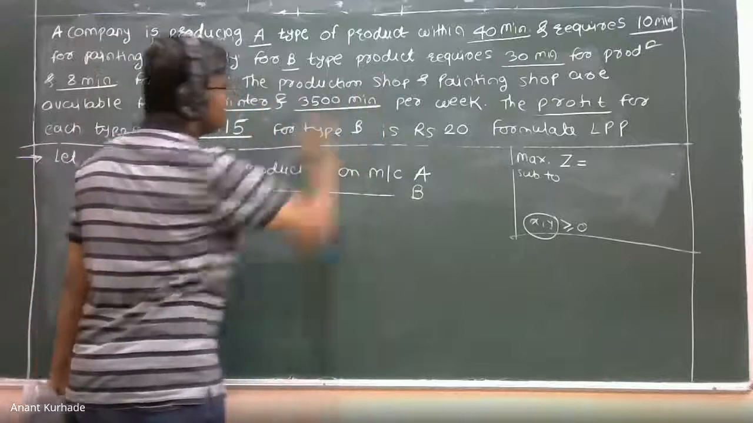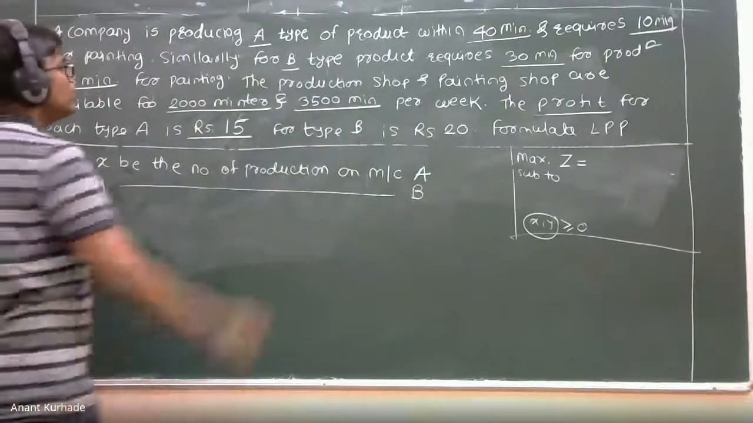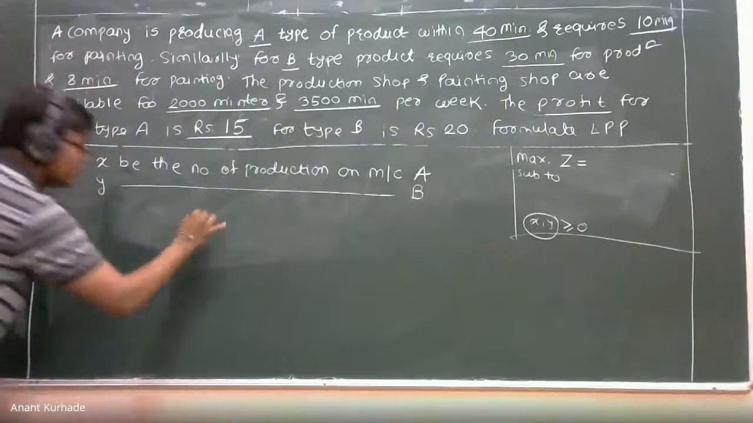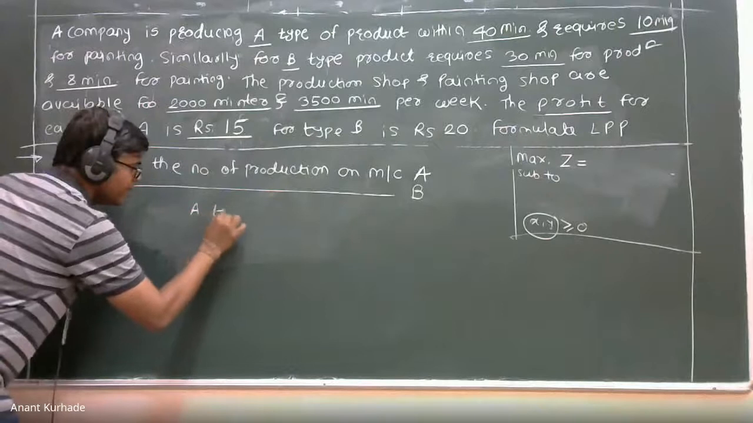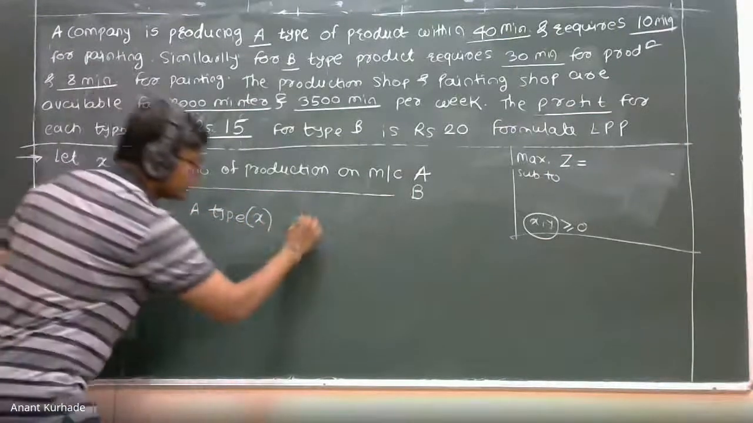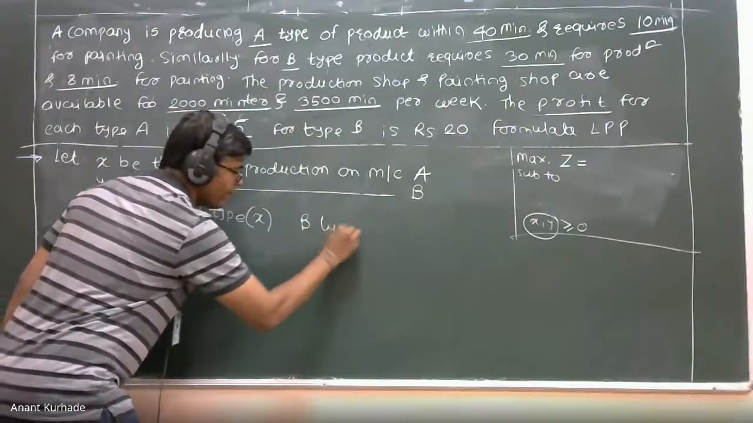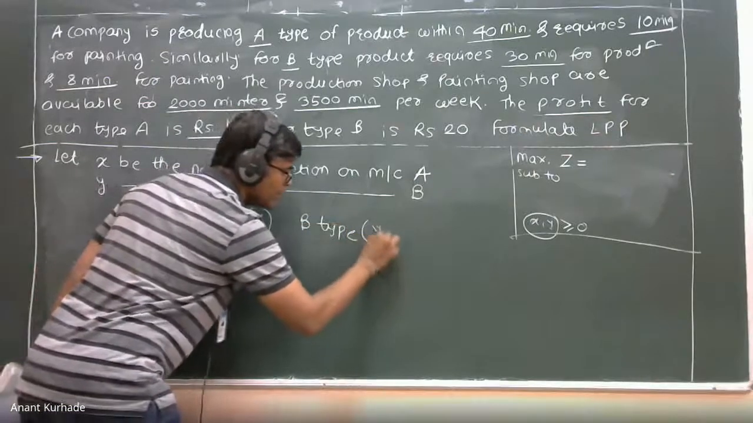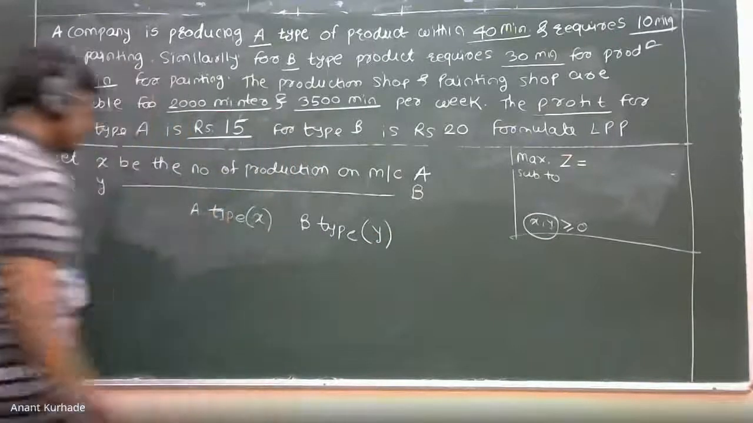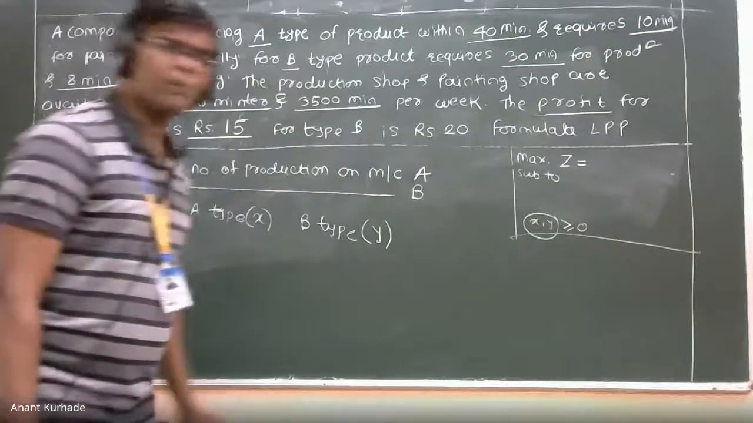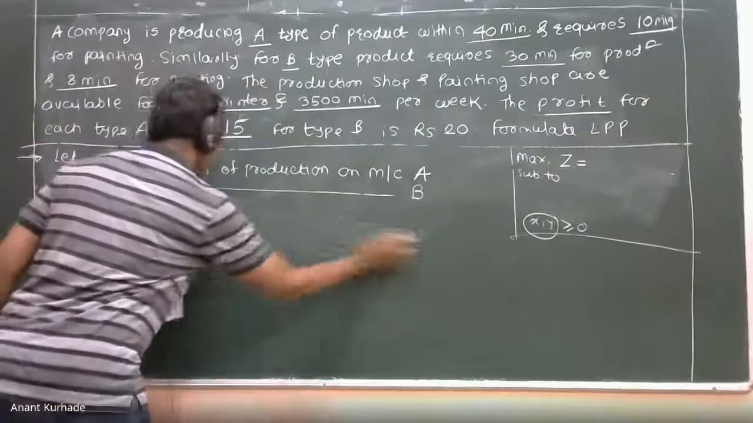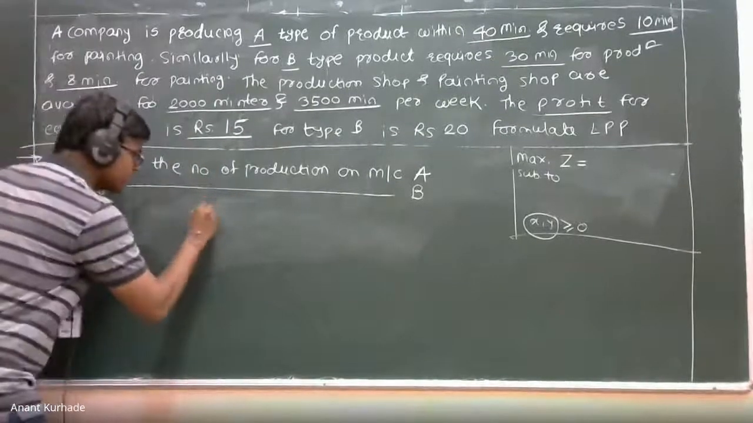Now see, by observing this, you can formulate a table for the A type product and B type product. Here you can write A type, in brackets x. Here you can write B type. We don't know the numbers; we have assigned y as the number of production on machine B, and here machine A. Now, how many operations are there? Tell me. Hello? How many operations are here? Yes, reply one. Anyone? Hello?